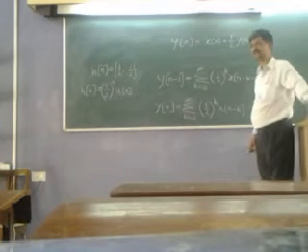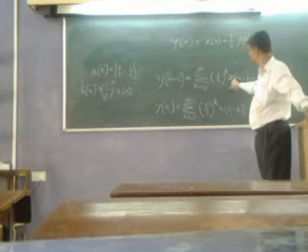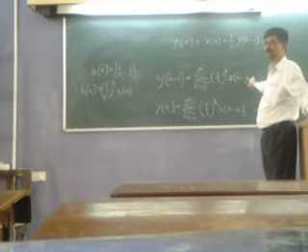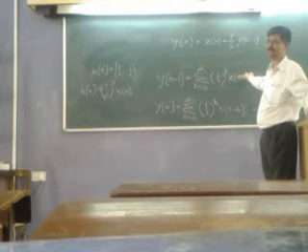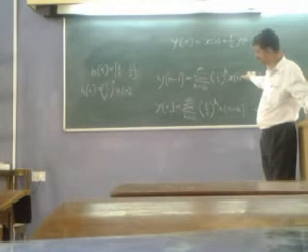In which equation? In this equation, put k plus 1 equal to p. Then what will happen? N minus 2 is equal to 1 half plus 2 p plus 1.